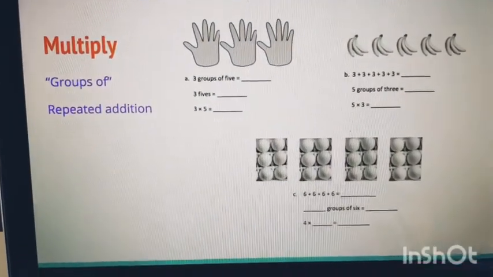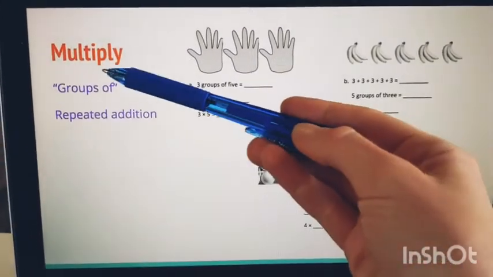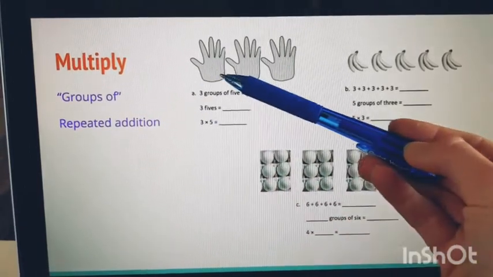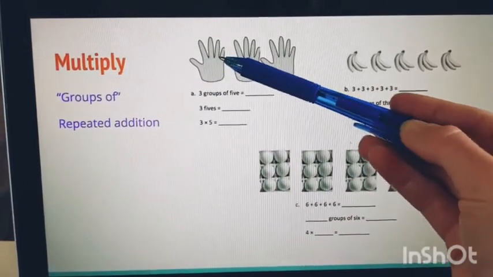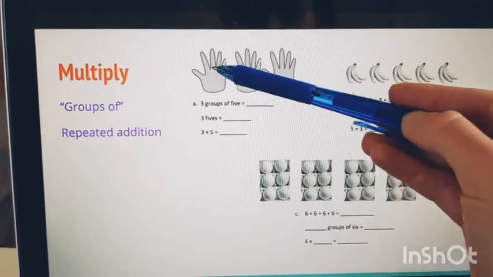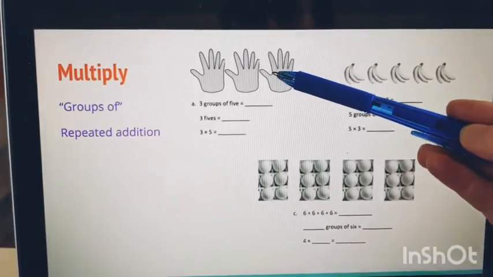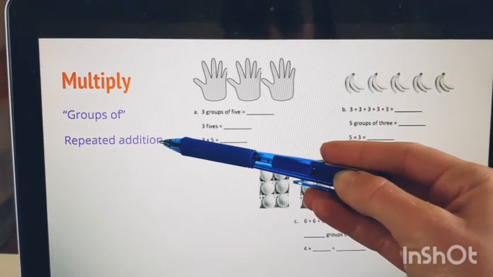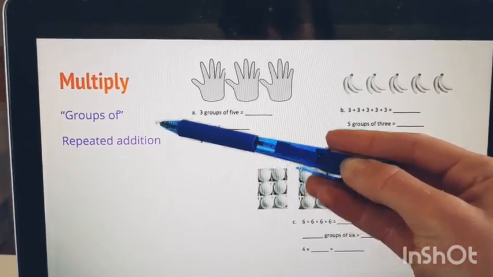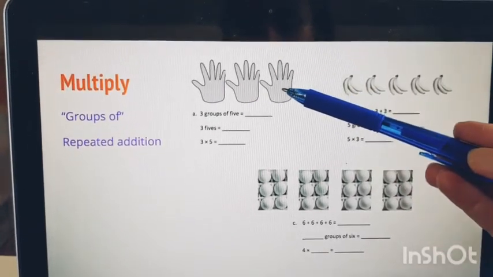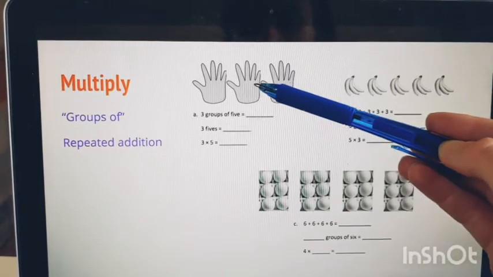It's helpful to remember that multiplication is groups of. So for example, in this one, we can use multiplication to figure out how many total fingers there are when there's five fingers per hand and 3 groups of 5. Multiplication is also used for repeated addition. So for example, I could write this as 5 plus 5 plus 5, or 3 times 5.